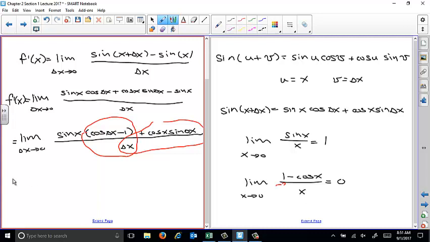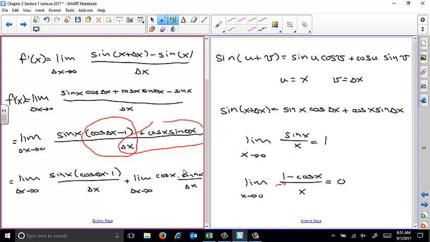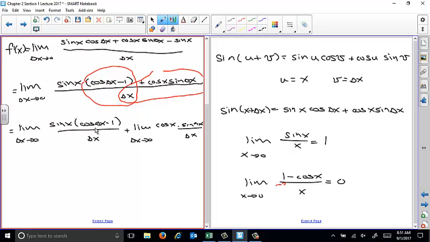I'm going to break it up into two limits so it's a little easier to see. The limit as delta x goes to 0 of the sine of x times the cosine of delta x minus 1 over delta x, plus the limit as delta x goes to 0 of the cosine of x times the sine of delta x divided by delta x. As far as the limit is concerned, these don't involve delta x, so you could take them outside of the limit if you wanted to, and you could do the limit of this. The limit of this is 0.